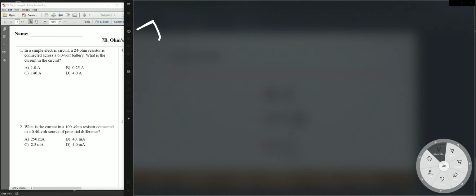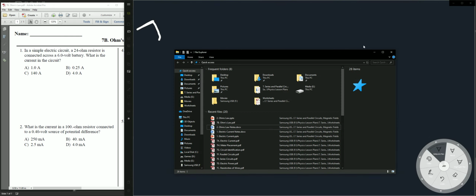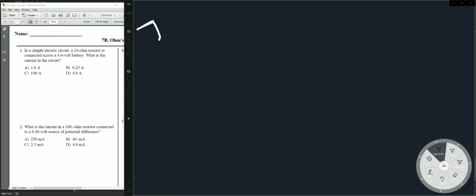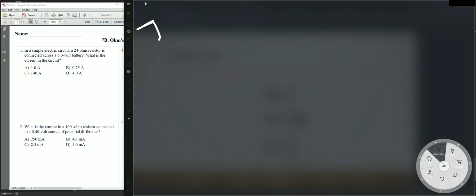Hold on. Let me just turn on my tablet. Should be quick. Done. All right, that's much better. That's a 1, by the way. Should I even erase it?